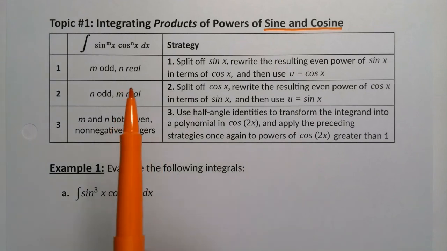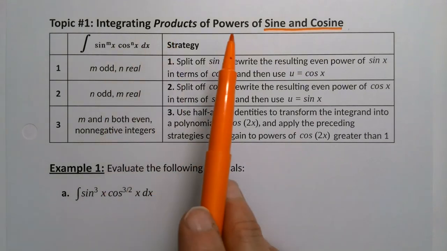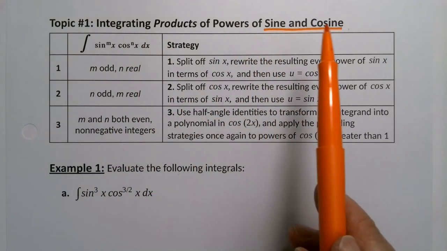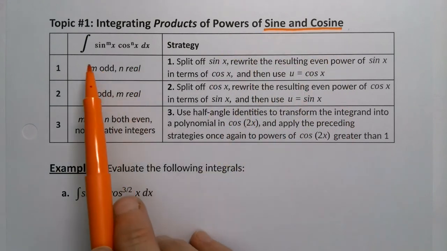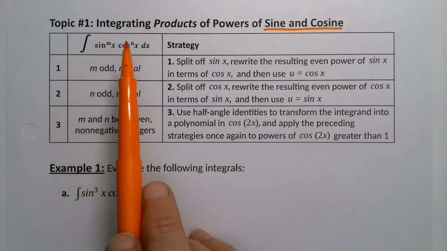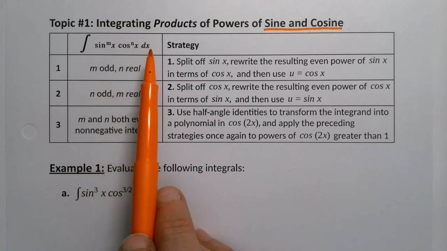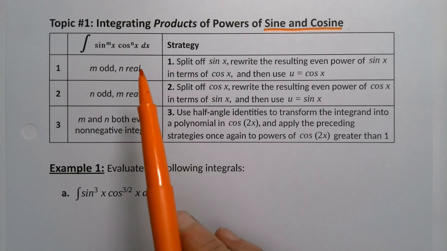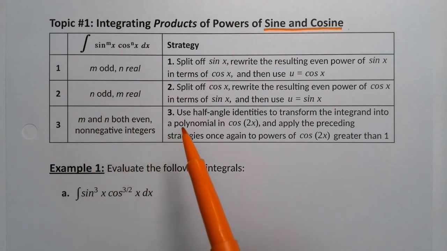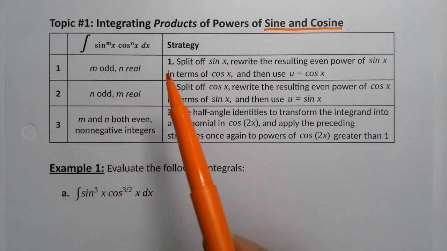So for topic number 1, we want to figure out how to integrate products of our first combination, which is sine and cosine, namely powers of those sine and cosine. So it'll be an integral of sine to some power times cosine of some power. Now, these aren't hard and fast. These are just techniques you can use and try. But they usually should work.